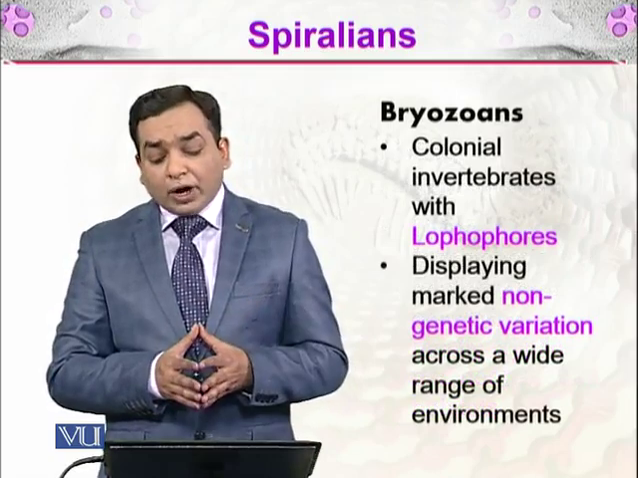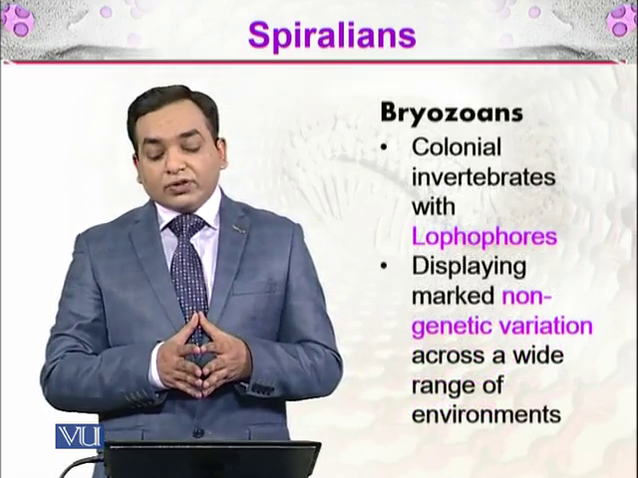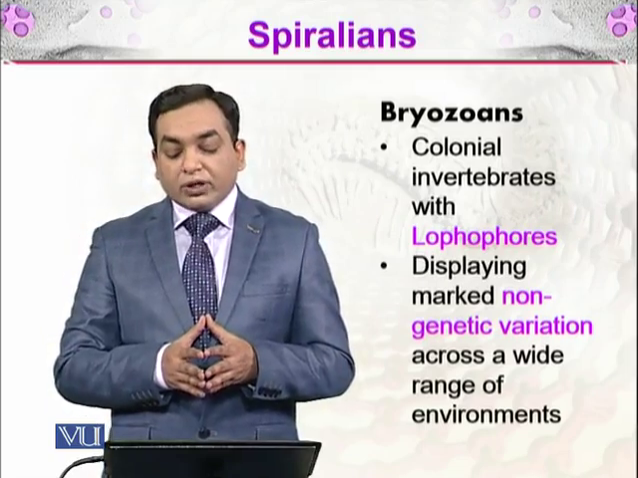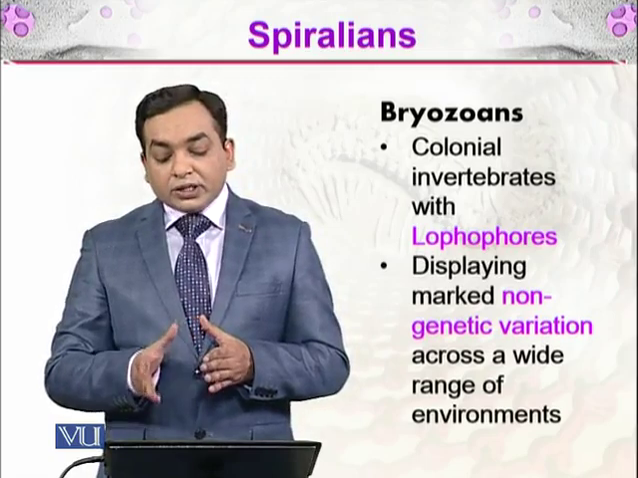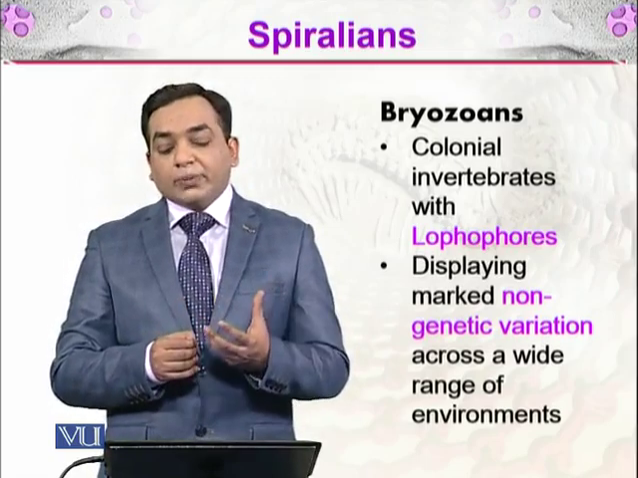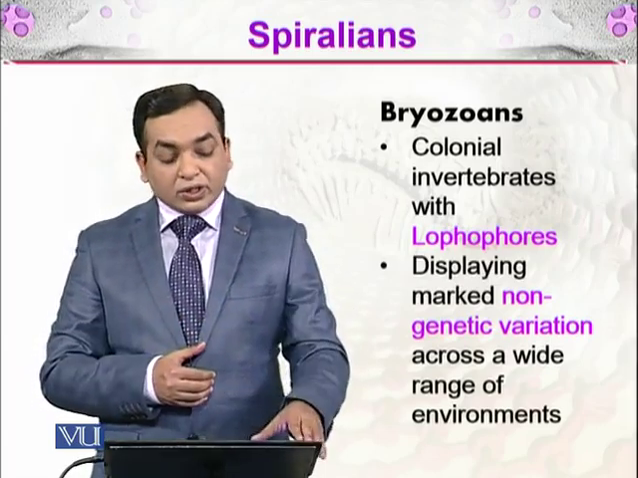And then come the bryozoans. After the brachiopods, the second group is the bryozoans. These are colonial invertebrates with lophophores, and they display marked non-genetic variation across a wide range of environments. So bryozoans are the next group, and we will be discussing these in detail as well.